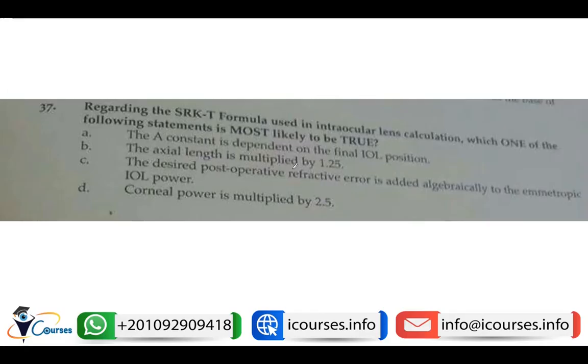No, it is not. The axial length is multiplied by 1.25. So we said before in the biometry or the intraocular lens formulas lecture that the SRK/T is referred to as T. The difference between the SRK/T and the normal SRK is that it takes into consideration the intraocular lens position. So here the A constant is dependent on the final intraocular lens position. This will be the correct answer.